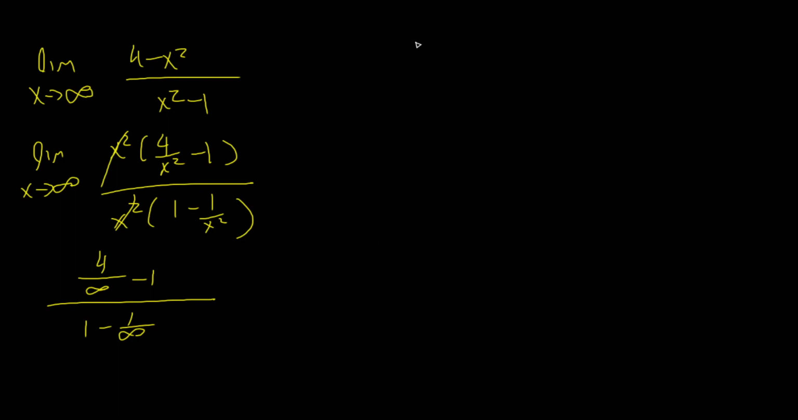If I take some number, let's say 4, and I divide it by bigger and bigger and bigger numbers, this number will begin to approach 0. So we consider 4 over infinity to equal 0. We consider any constant over infinity to equal 0. So in the end, this would just equal 0 minus 1 over 1 minus 0, which would equal negative 1.